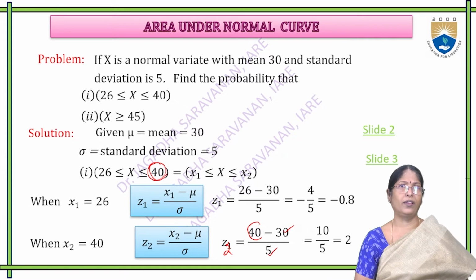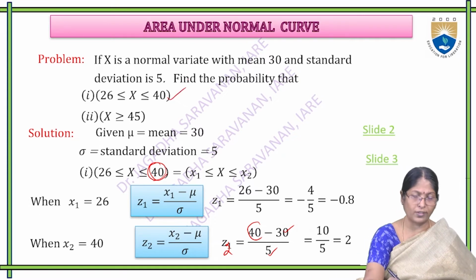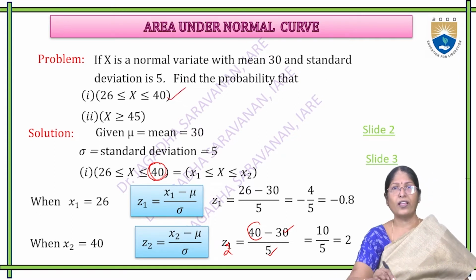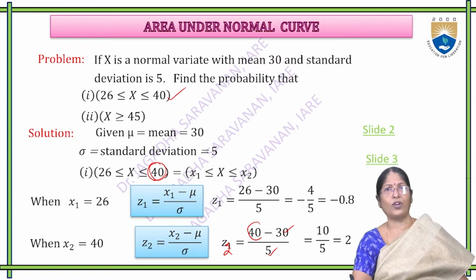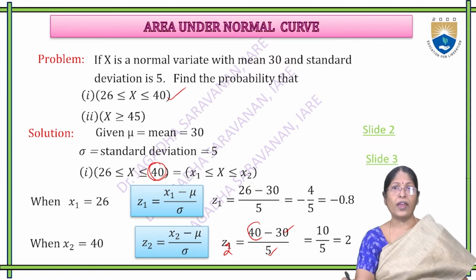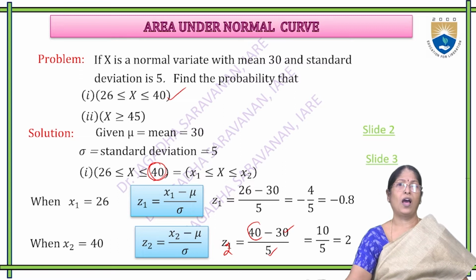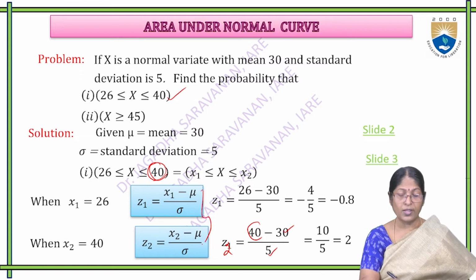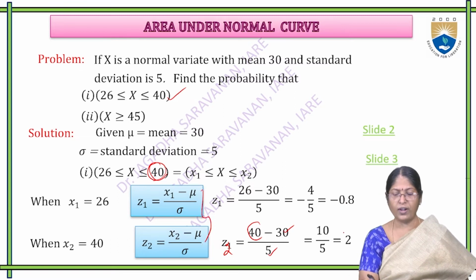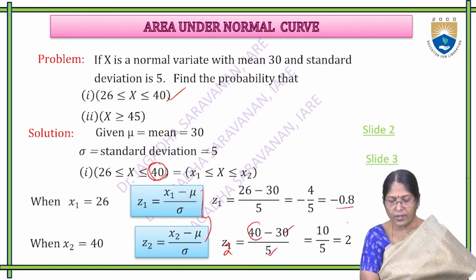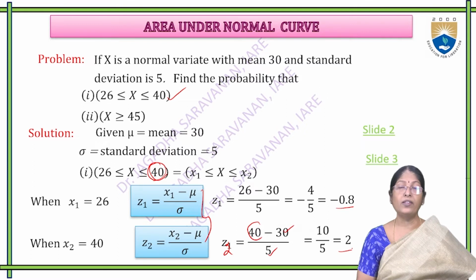Very clearly, the question says x lies between 26 and 40, x1 and x2, the names given. With the help of this scale, we converted into z1 and z2, and we obtained the results minus 0.8 and 2.